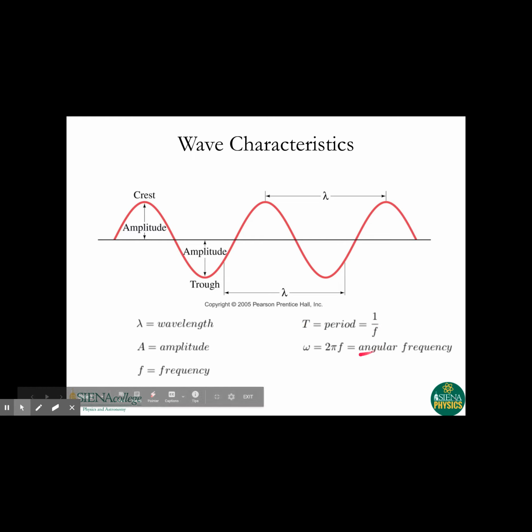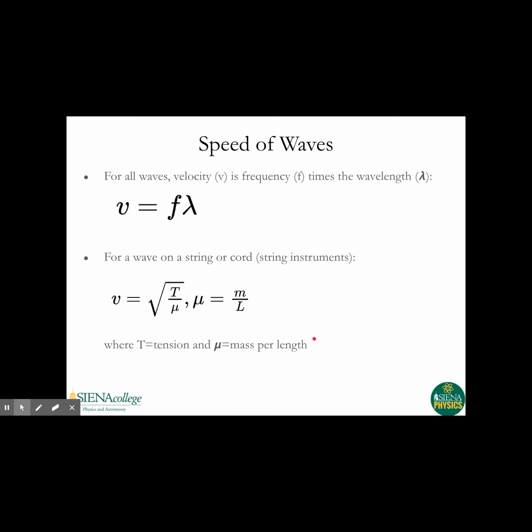And then finally, when we're using trigonometric functions, we use omega, which is the angular frequency, and that can be represented by 2 pi times the frequency, or 2 pi over the period. So the speed of a wave, for all waves, is the frequency times the wavelength. So v is equal to the frequency times the wavelength, and we can manipulate this equation to find the frequency or the wavelength if we're given the other values.